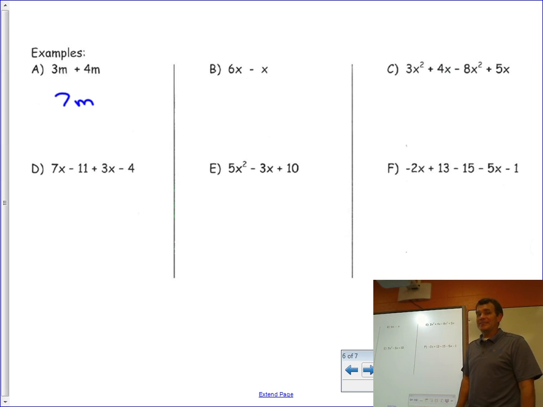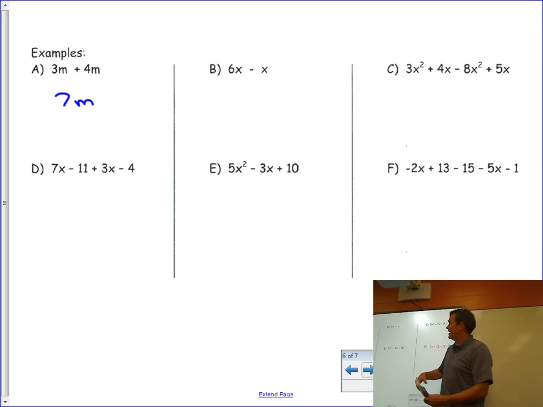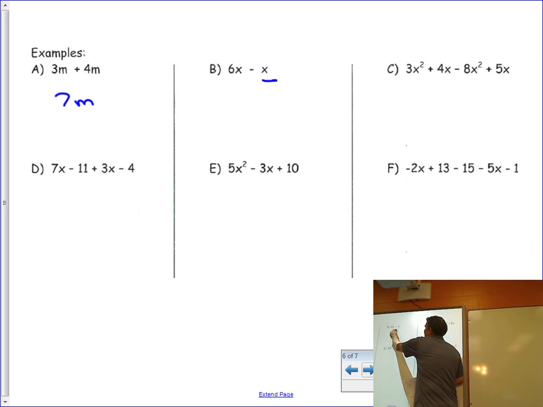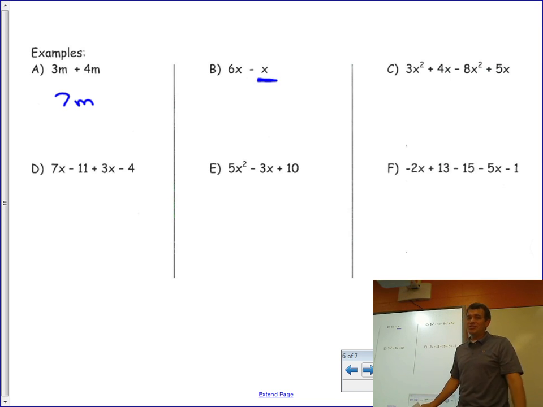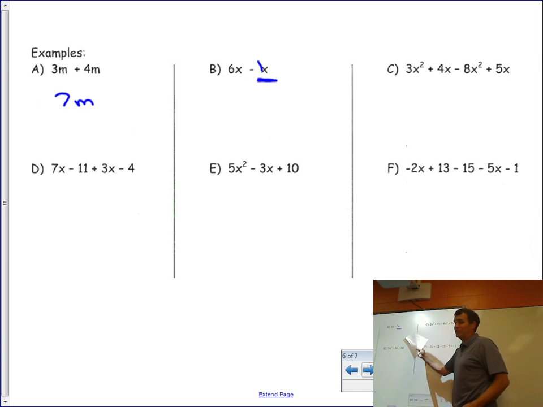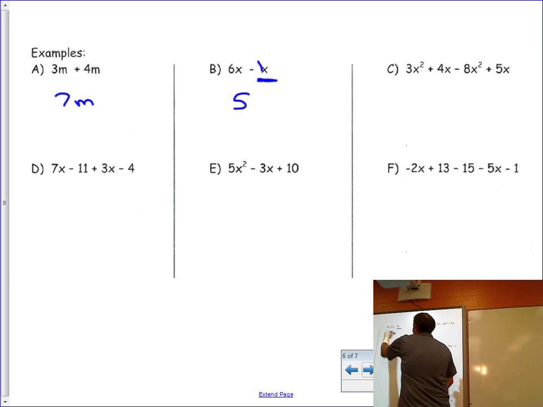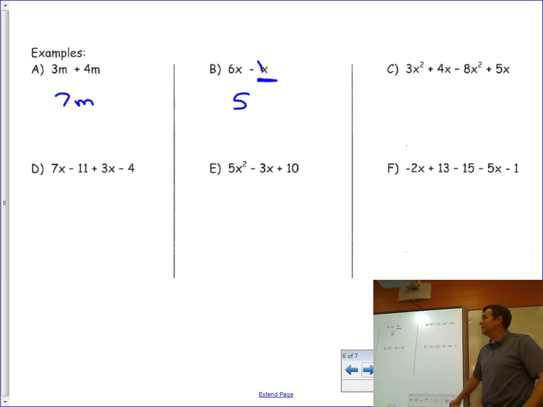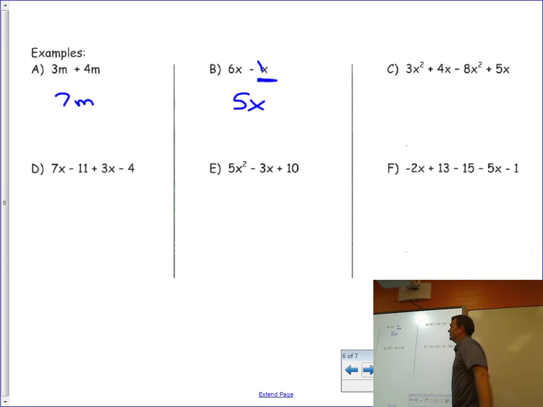6x minus x. You've got to remember that second term, the x, does have a coefficient, even though it's not written. It's a 1. So what you're really doing here is 6x minus 1x. Add or subtract the numbers. 6 minus 1 is 5. Keep the variable the same. 6x minus 1x is 5x.